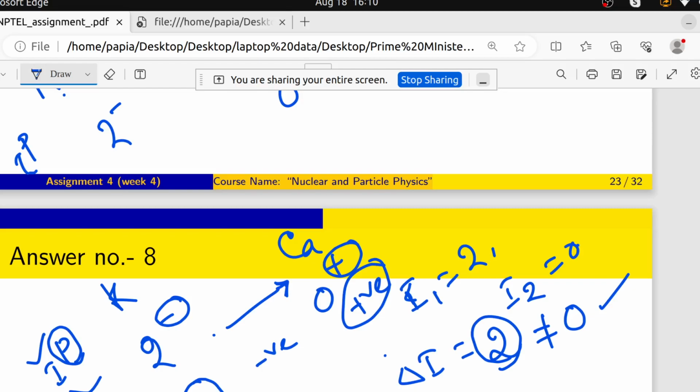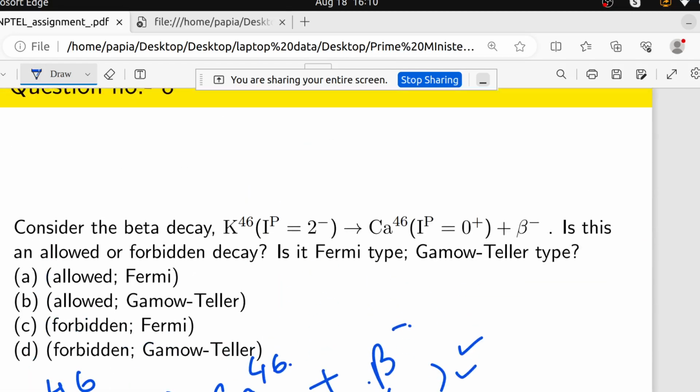So what will be the answer for the question? The answer will be that the beta decay is Gamow-Teller and the transition will be first forbidden. So the answer is first forbidden and it is a Gamow-Teller transition.